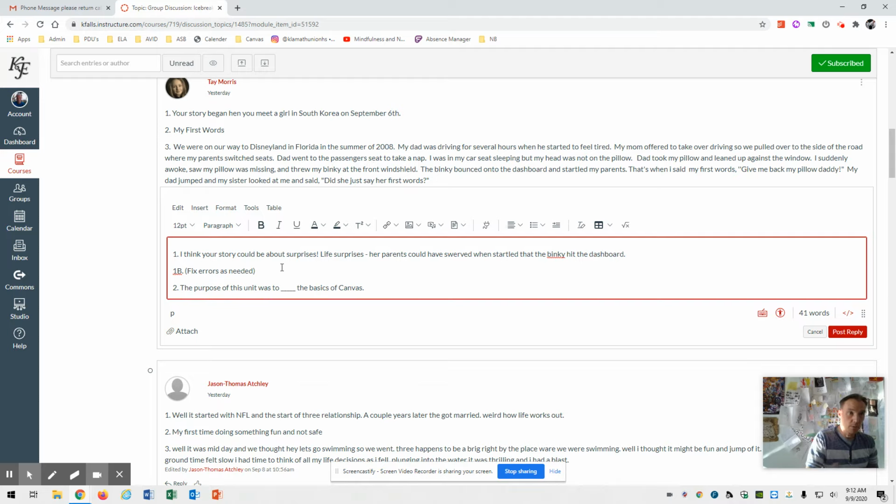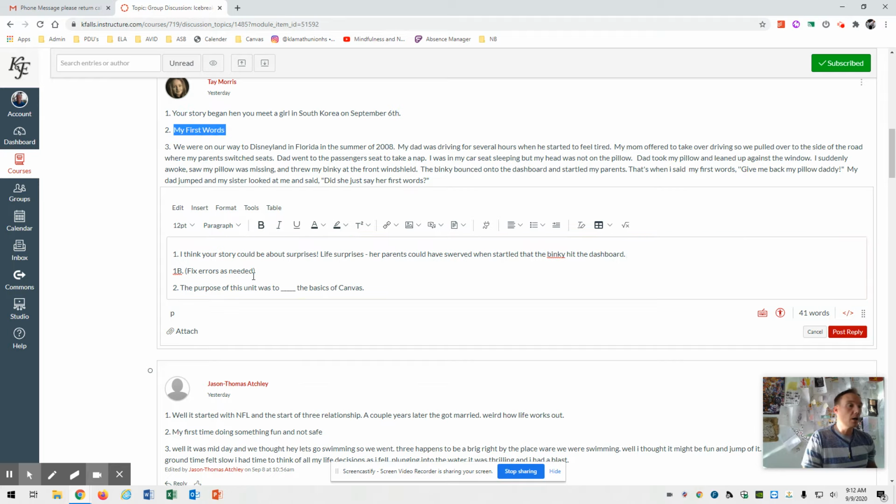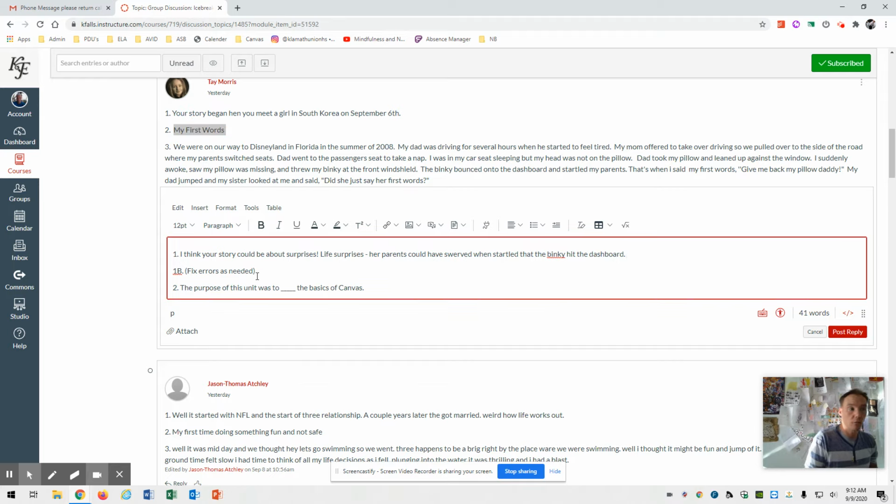Okay, could be about the first words, like Tay says. Could be about family encouragement. The sister was impressed. Did we just hear her first words? There's a bunch of stuff going on in that story. Try to think about big ideas and life lessons and what you would get out of the story if it happened to you.